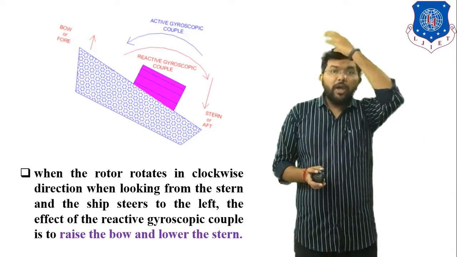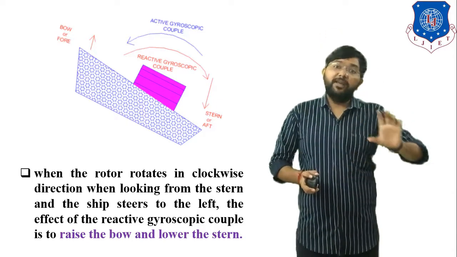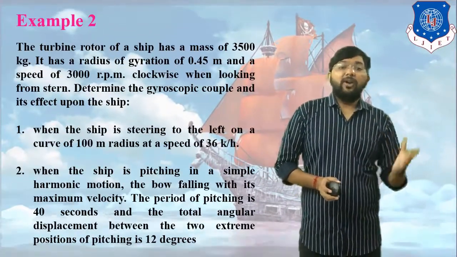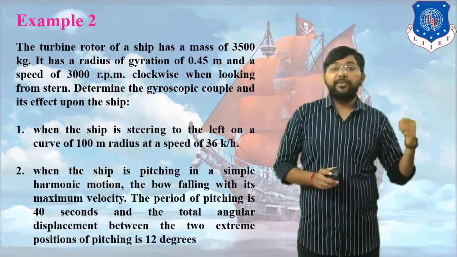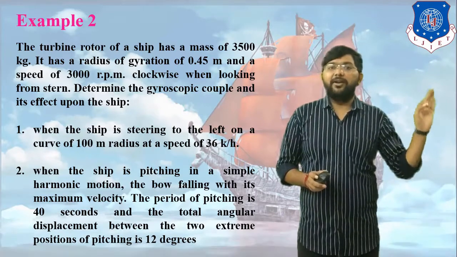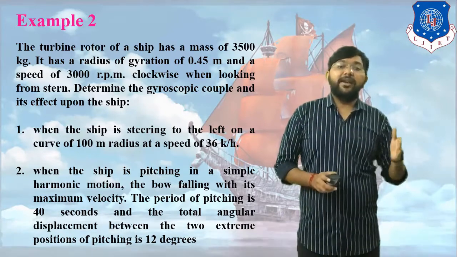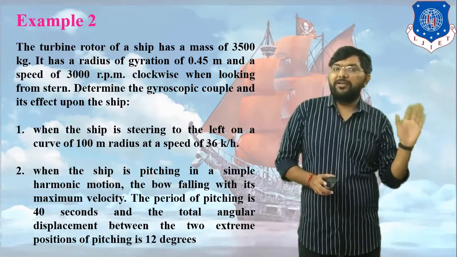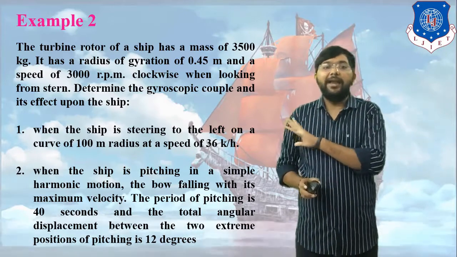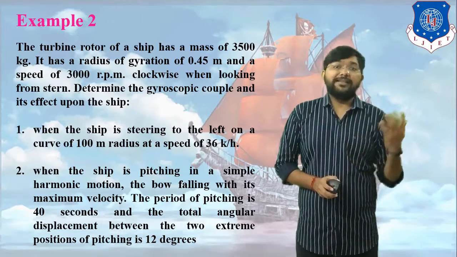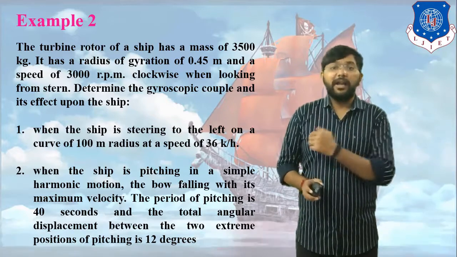Clear? Now we solve one more numerical based on steering motion and pitching motion. Clear? So now example number 2: the turbine rotor of a ship has a mass of 3500 kg. Mass is given, that is, the value of mass is 3500 kg. It has a radius of gyration of 0.45 meter. The value of small k is also given, that is 0.45 meter, and a speed of rotor, that is capital N, of 3000 rpm.